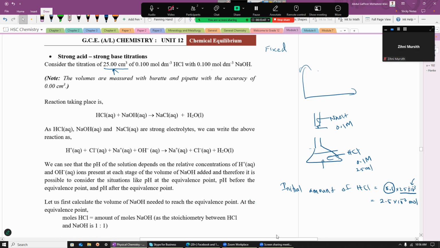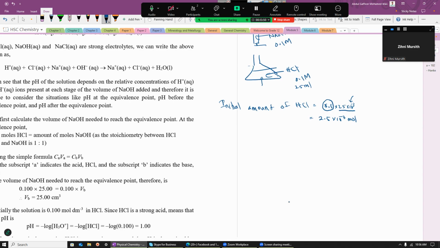Now we have to find out the equivalence point. We have already studied that the equivalence point will occur when the HCl is completely consumed by NaOH, stoichiometrically. At the equivalence point, HCl plus NaOH gives NaCl and H2O. Now we have 2.5 times 10 power minus 3 mole. At the equivalence point, what volume of the titrant should we add to the analyte? How can you calculate?